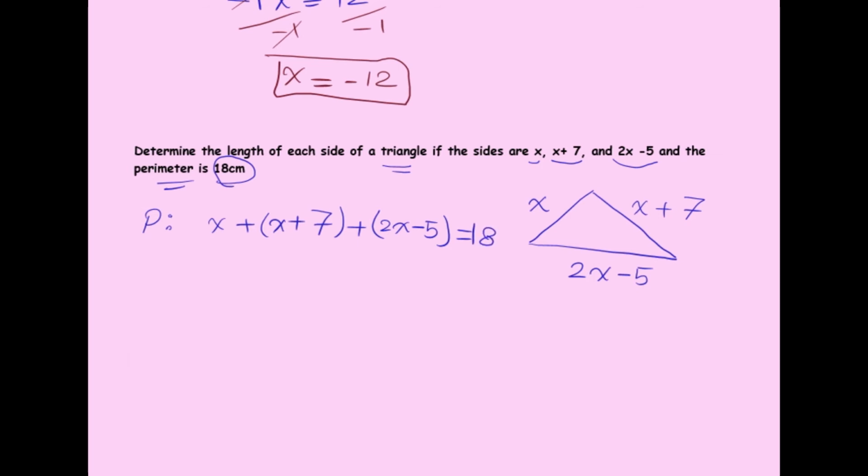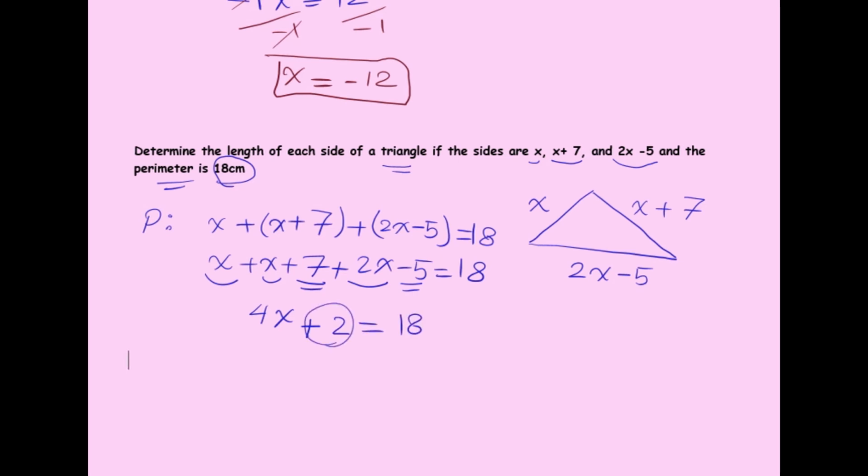Because there is no number here, you can simply eliminate the brackets. You don't need any brackets. So therefore it would be x plus x plus 7 plus 2x minus 5 equal 18. Then simplify. I have 1x, 1x and 2x here. All together would be 4x. I have 7 take away 5 would be positive 2, equal 18.